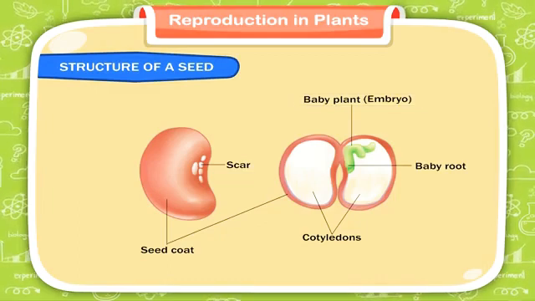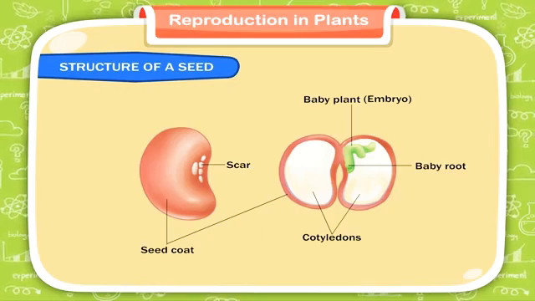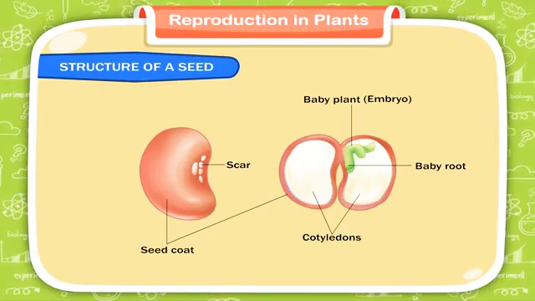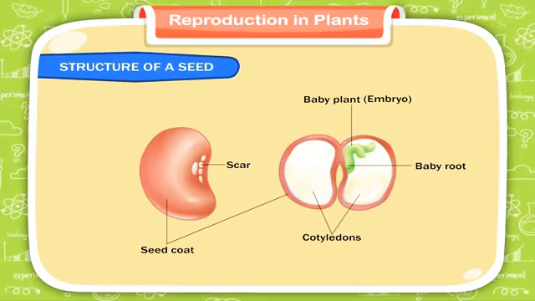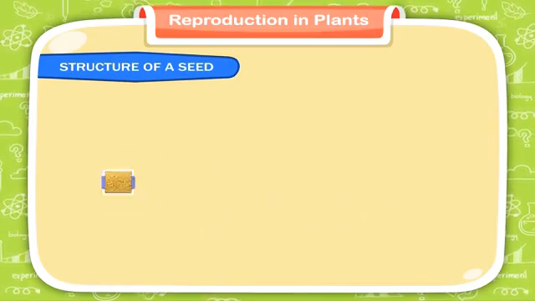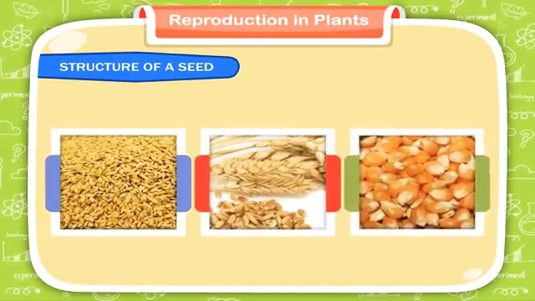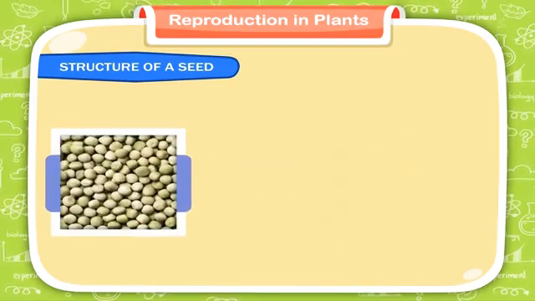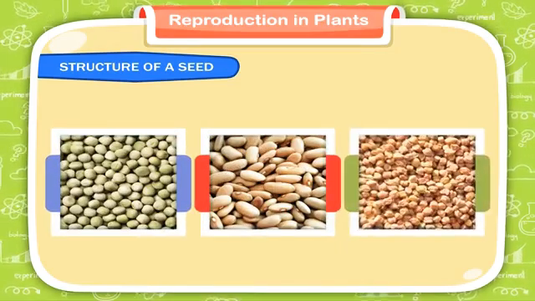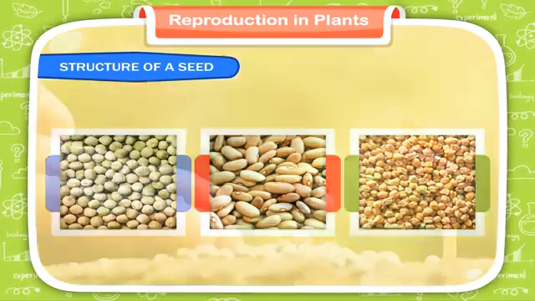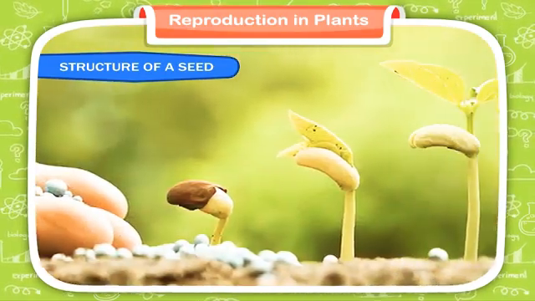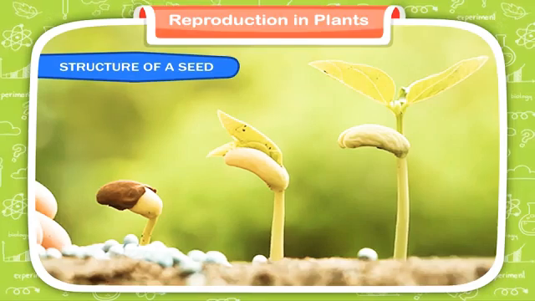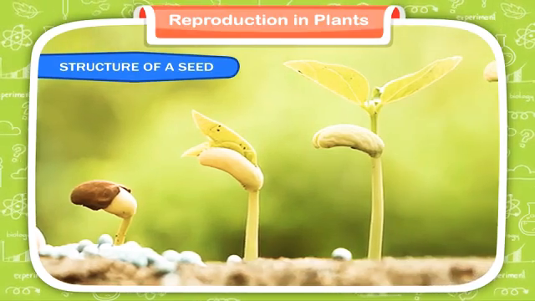The leaves of the seed have food stored in them, and the baby plant uses this food to grow till it has leaves and can make its own food. Some seeds like rice, wheat, maize that belong to the grass family have only one seed leaf, whereas seeds like peas, beans, grams have two seed leaves. The baby plant remains inside the seed till it gets favorable conditions to grow.